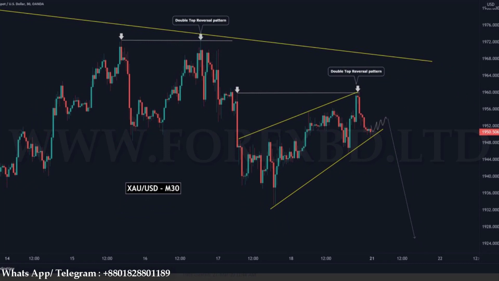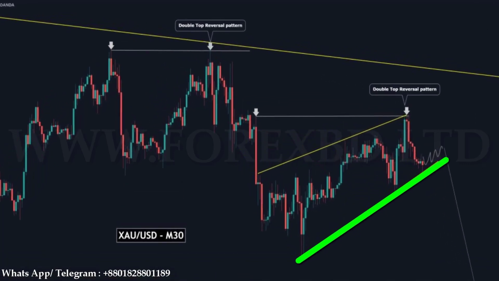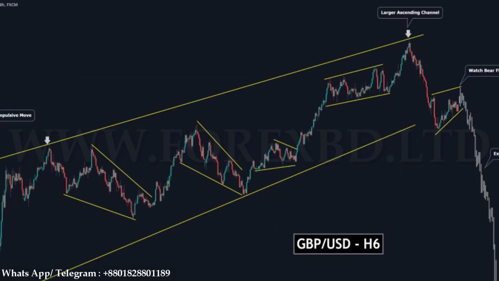that the market will go down with some correction and will continue in the downtrend, because you can see a trend line in this place, and that's why the market will make some correction in this place and then it will go down again. Next, GBP USD.